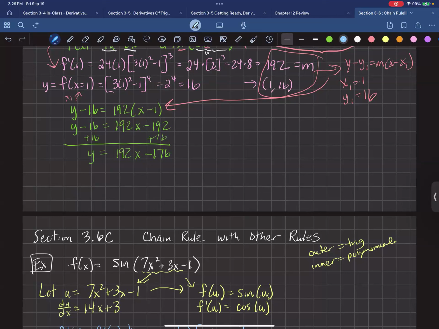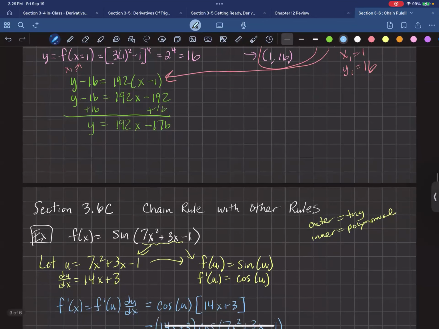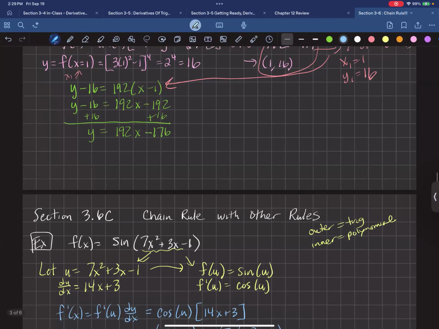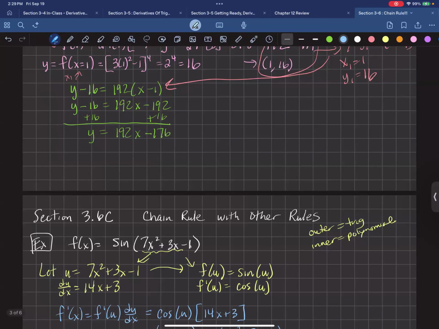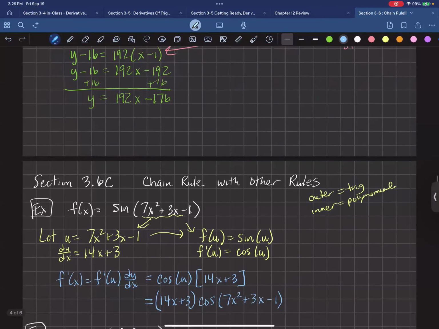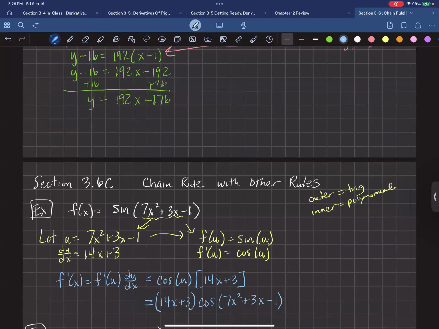And then we take the derivative of both u and f of u. So the derivative of u is du dx, and that's 14x plus 3 here. The derivative f prime of u is cosine u. And we put those two together. F prime of x is going to give us our f prime of u times du dx, which is cosine of u times 14x plus 3. And after we replace the u, I've got cosine of 7x squared plus 3x minus 1.